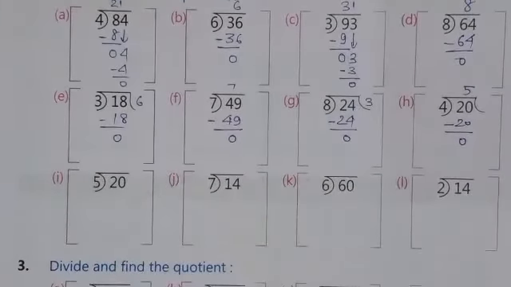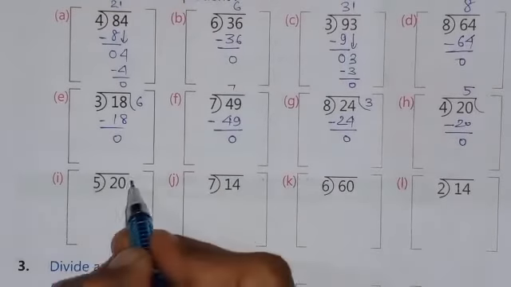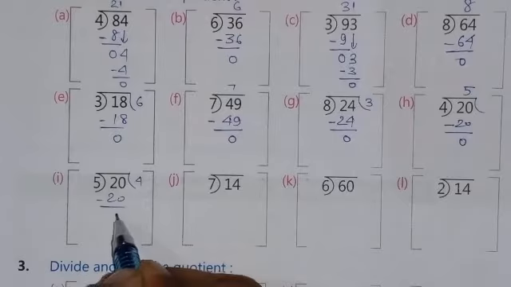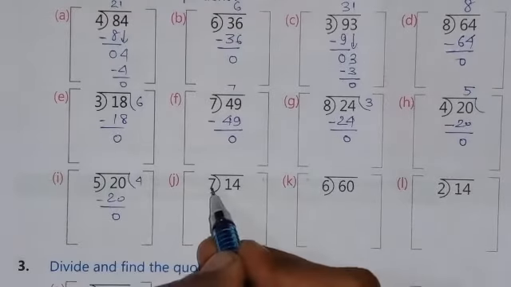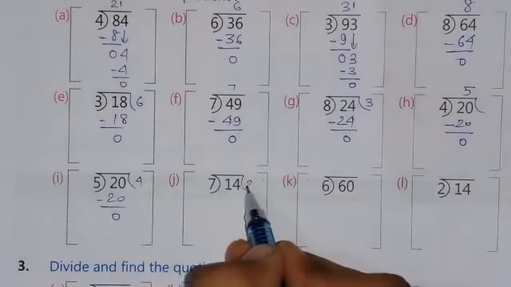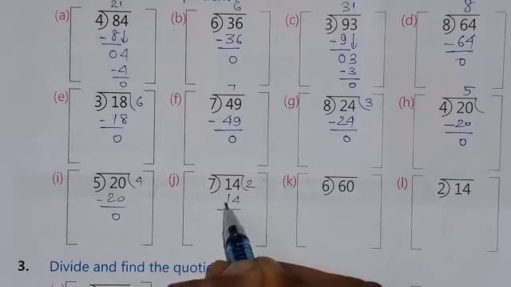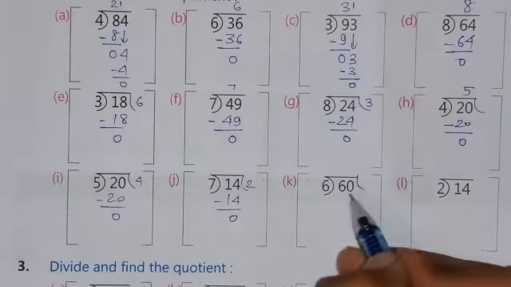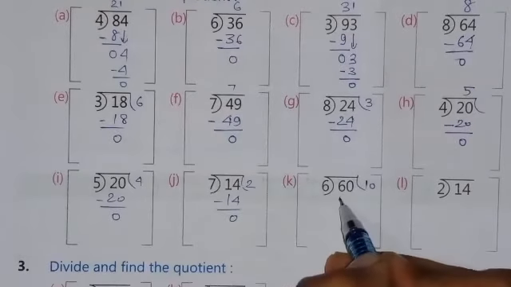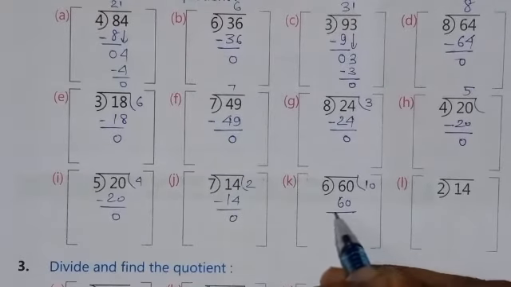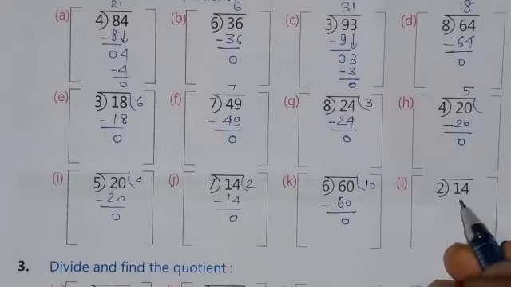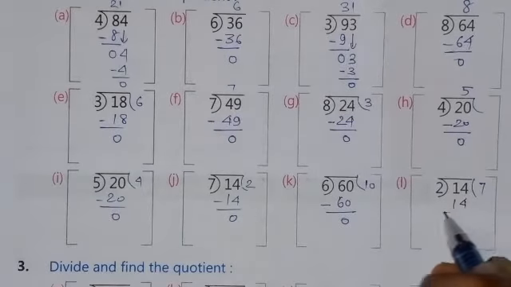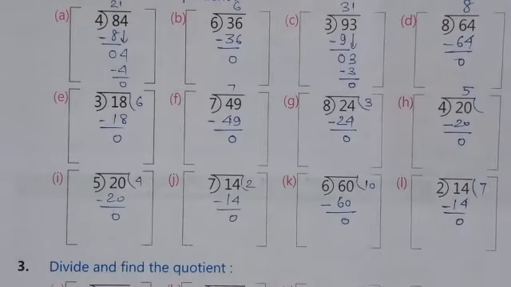Continue to the next question. In the table of 5, 20 comes 4 times. So 20. On subtracting you will get 0. In the table of 7, 14 comes 2 times. 7 2s are 14. On subtracting you will get 0. In the table of 6, 60 comes 10 times. So we have to write 60. On subtracting you will get 0. In the table of 2, 14 comes 7 times. So 14. On subtracting you will get 0.